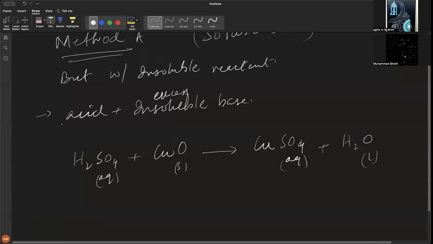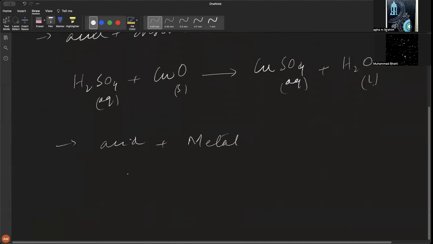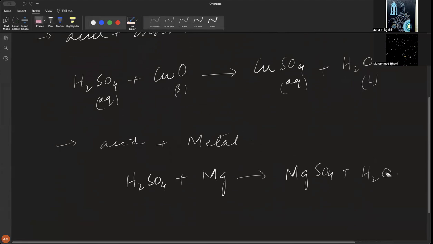Then we discussed acid plus metal. Very easy. You need to make sure that you remember: H2SO4 plus magnesium is going to give you magnesium sulfate plus hydrogen gas. So this is aqueous, this is solid, this is aqueous because this is a soluble sulfate, and this is gas.